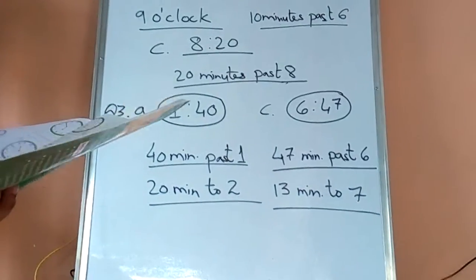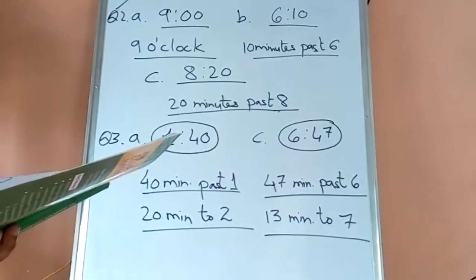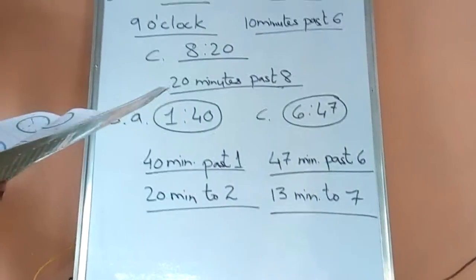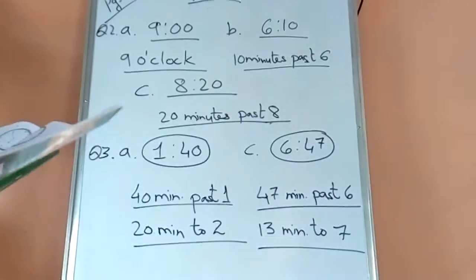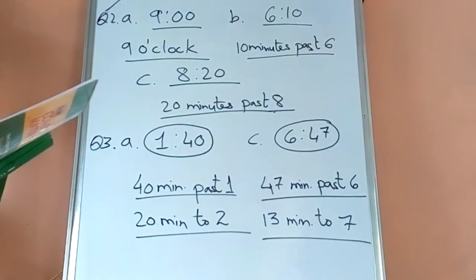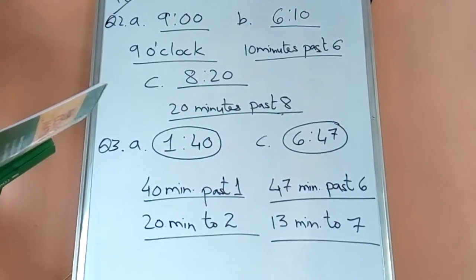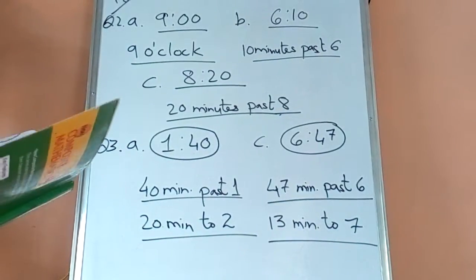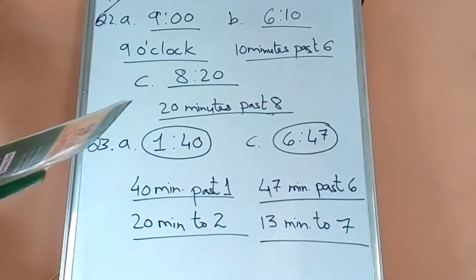Now come to D, E and F. So D, E and F you will do on your own. You have to write in 3 ways. Number D is 5:36, number E is 12:45, and number F is 9:55. Okay, so I think you can write on your own.